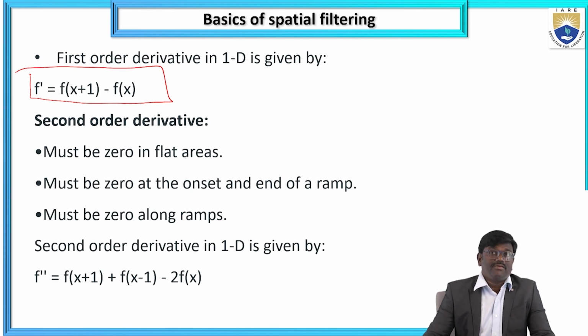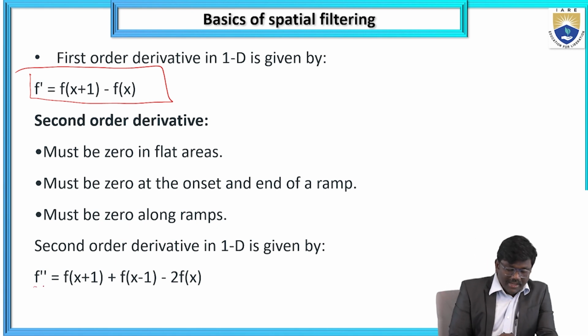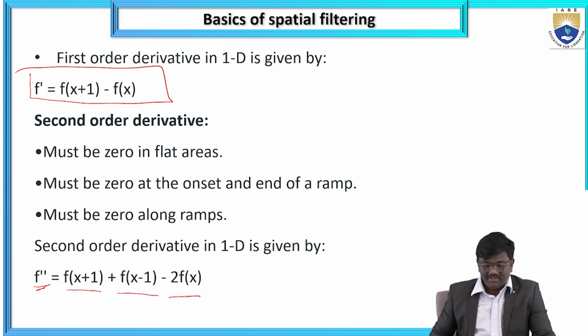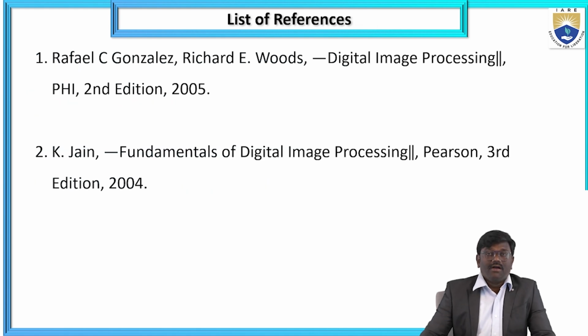The second order derivative must be zero in flat areas, must be non-zero at the onset and the end of a ramp, and must be zero along ramps. The second order derivative in one dimension is given by f double dash equal to f of x plus 1 plus f of x minus 1 minus 2 f of x.